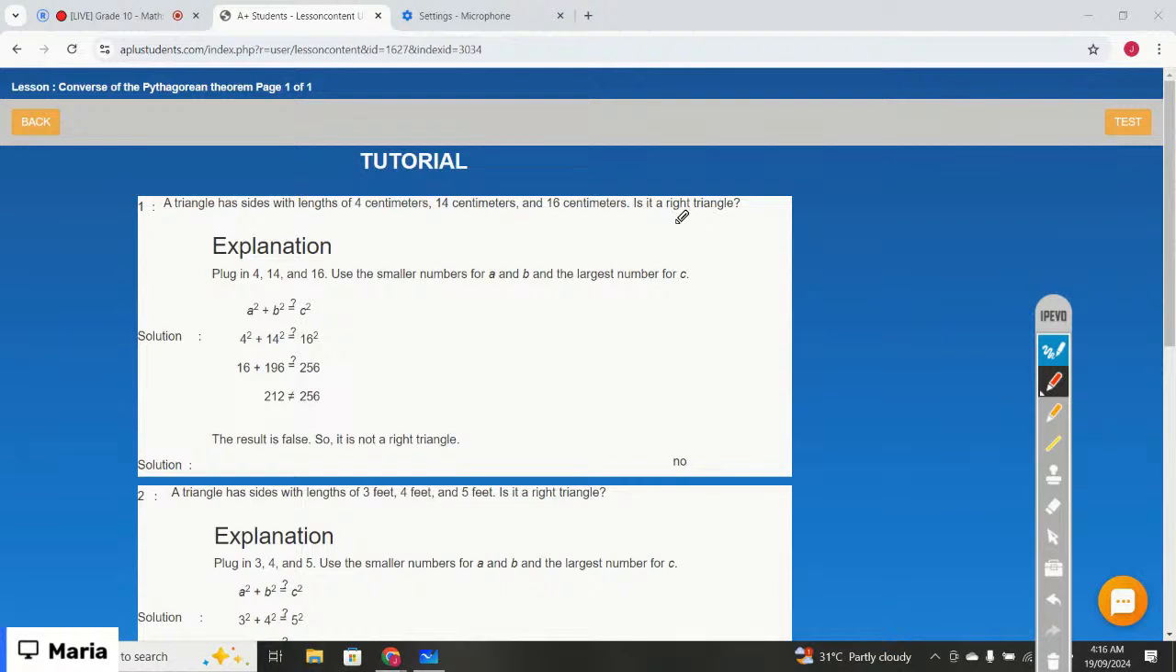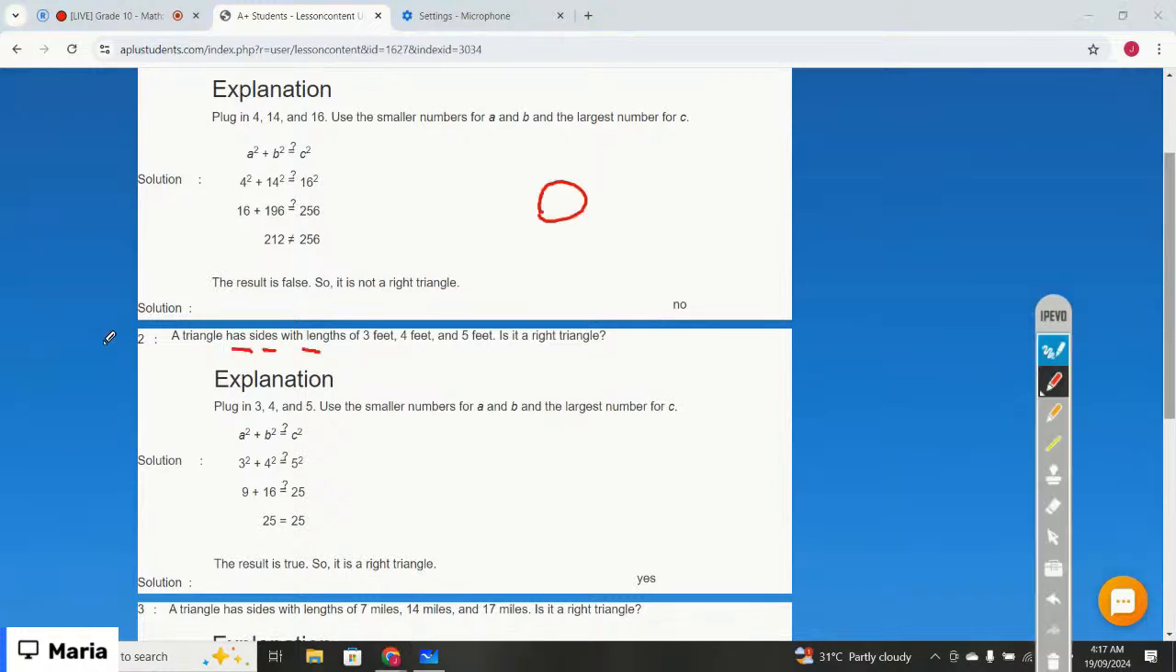How do we calculate? We have to put all these values. The longest side is always the hypotenuse, right? So just put these values in the Pythagorean theorem. C square equals A square plus B square, that is 16 square equals 14 square plus 4 square. So if you calculate the sum and both sides are exactly equal, then that means that is a right triangle, right? But these measurements are not of a right triangle. Just look at the second one. They are a right triangle. These sides make a right triangle.